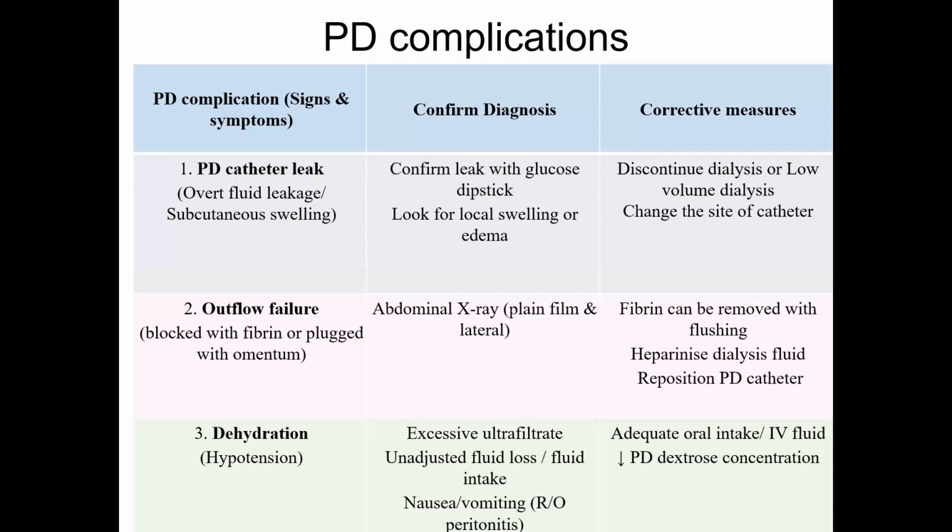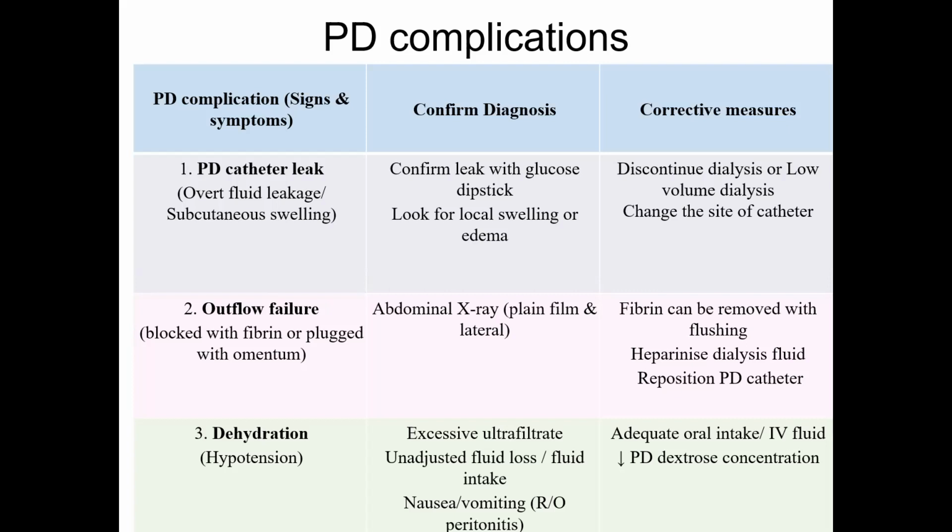Now, coming to the complications of peritoneal dialysis. The first complication is peritoneal dialysis catheter leak, which can be confirmed with a glucose dipstick, and we have to look for local swelling or edema. This can be corrected by discontinuing dialysis, or low volume dialysis can be resumed. Also, the site of the catheter can be changed. Second, outflow failure. The outflow tract may be blocked with fibrin or plugged with omentum. For this, we have to remove the block with flushings, or we can use heparinized dialysis fluid. Also, the PD catheter may need to be repositioned.